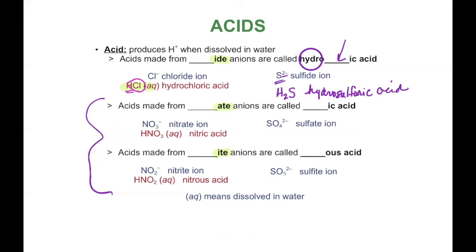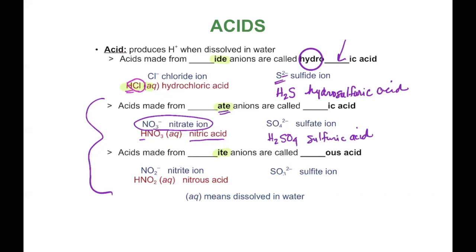Acids made from the ATE ions are going to be ic acid. For example, if we have the nitrate ion shown here, it has a -1 charge, so we have HNO3, and that is going to be called nitric acid. If we have the acid that's made from the sulfate ion, because that's a -2, we are going to have H2SO4, and that is going to be called sulfuric acid.